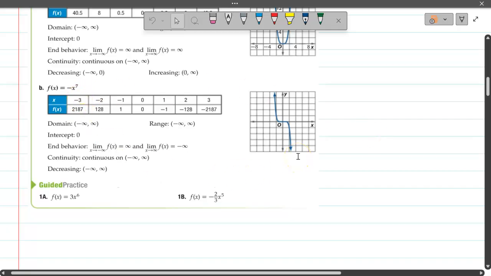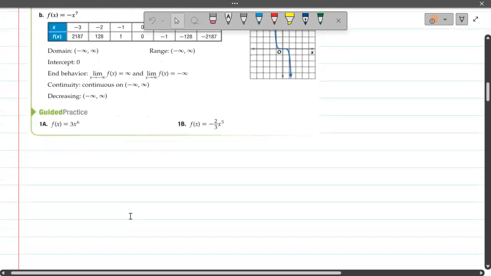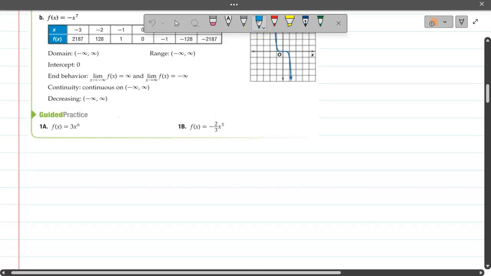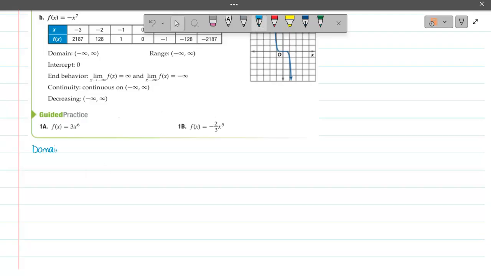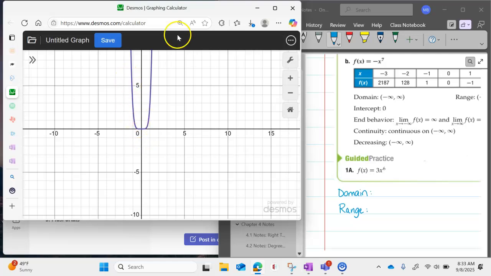Let's try example 1A. We're going to list all of these features for 1A. So first up, we need the domain. We're going to need the range. And you can put this function straight into Desmos. Let me actually open up Desmos so that you can see that. Okay, here you can see I've typed in that function. I'm going to minimize that list. You can see what this graph looks like.